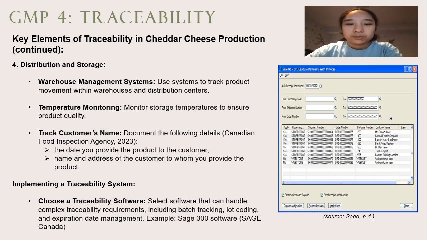So moving onward to how to implement a traceability system in cheddar cheese production. So first point I'm going to talk about is to choose an efficient traceability software. Select a software that can handle complex traceability requirements such as batch tracking, lot coding, and expiration date management. One example that I have seen companies use is the Sage 300 software. A window of the software can be found on the right side of the slide attached here.